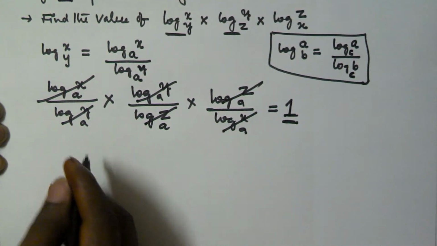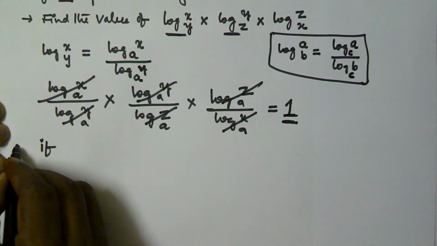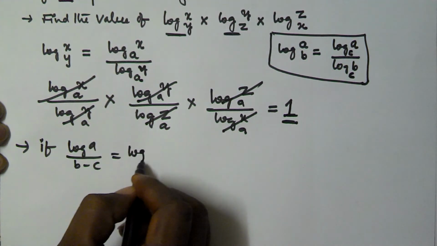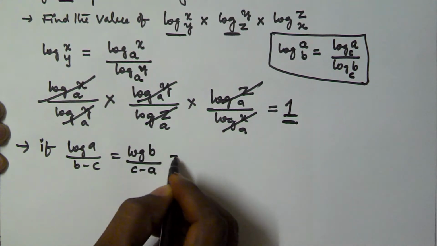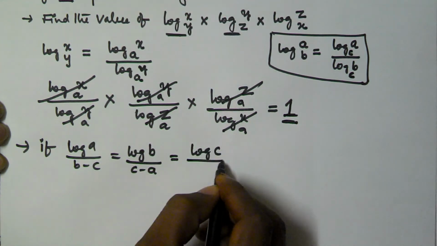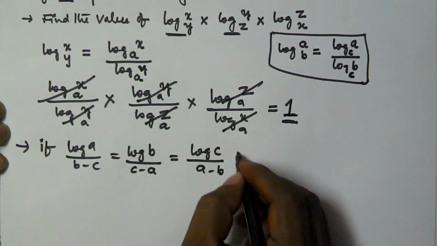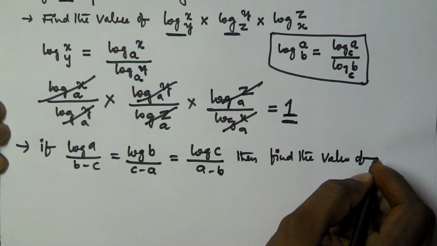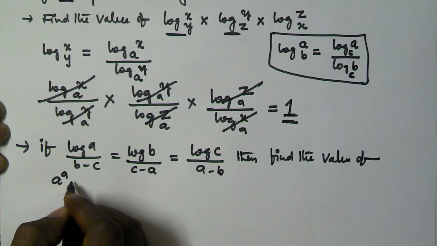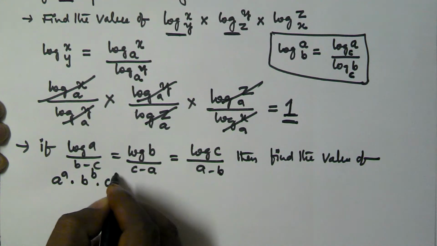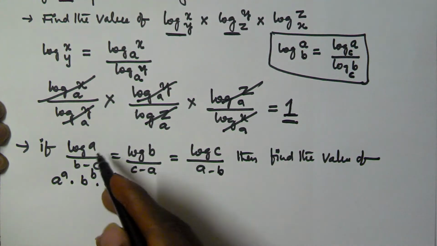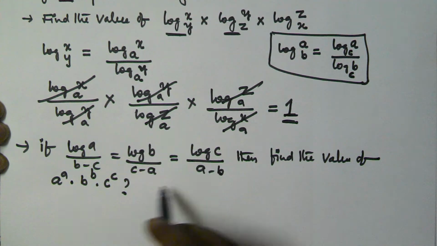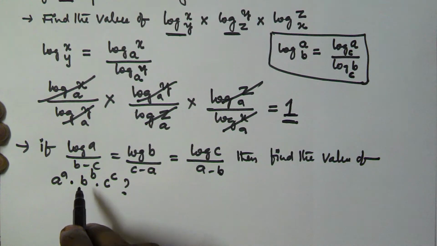Okay, let's see another problem. If log a by b minus c is equivalent to log b by c minus a is equivalent to log c by a minus b, then find the value of a to the power of a into b to the power of b into c to the power of c.